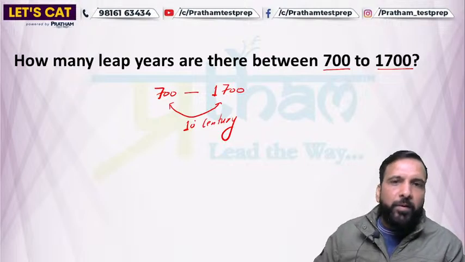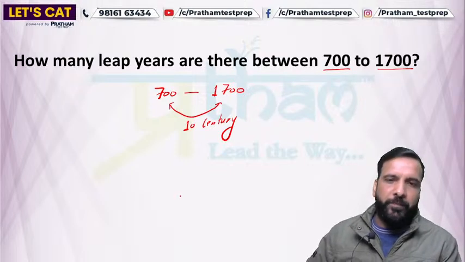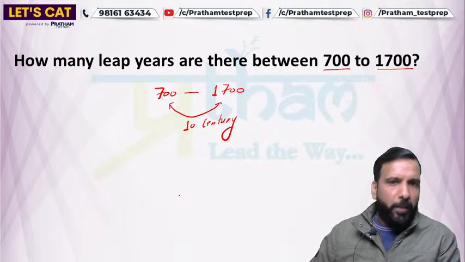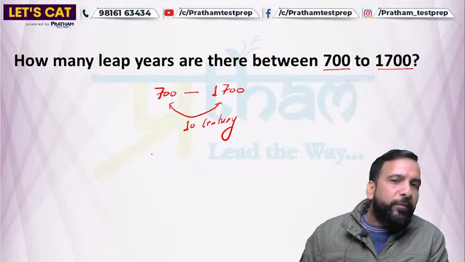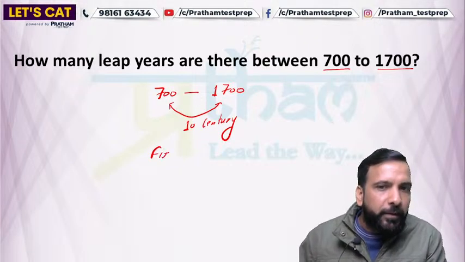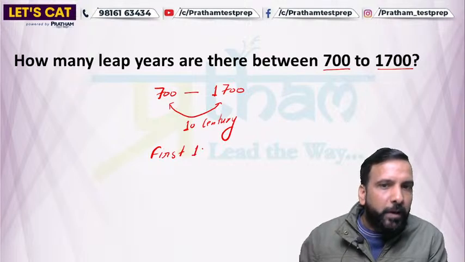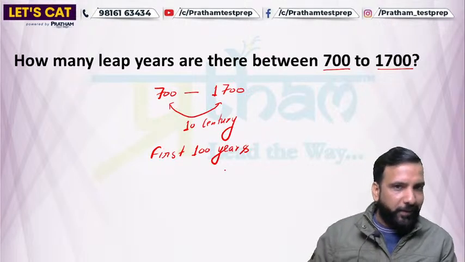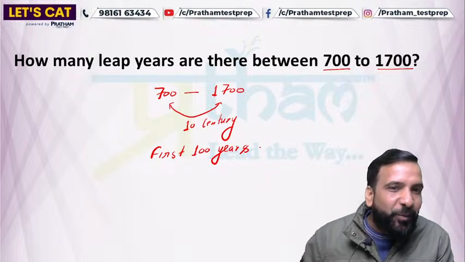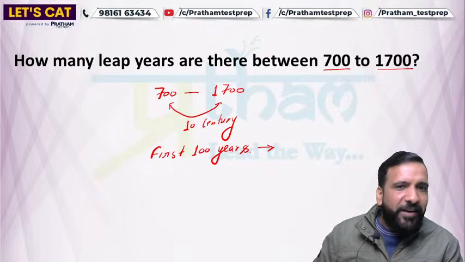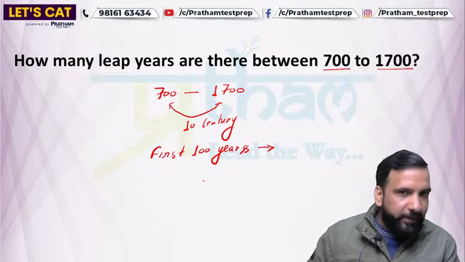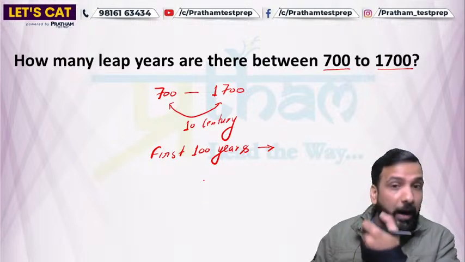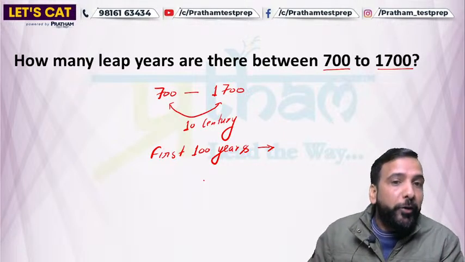Okay, then what is the approach? There is one common approach. Now we develop a concept, right? So let's talk about the first 100 years. Now my question is, how many leap years are there in the first 100 years?